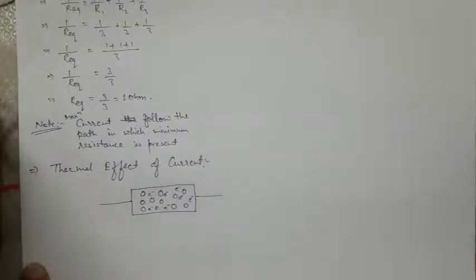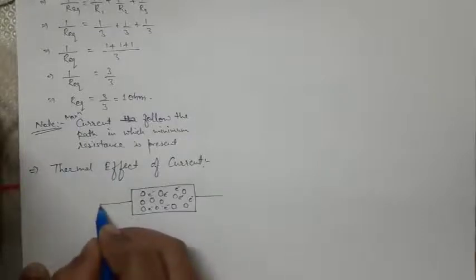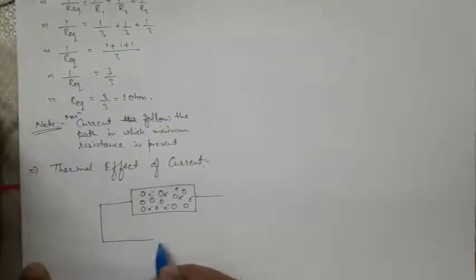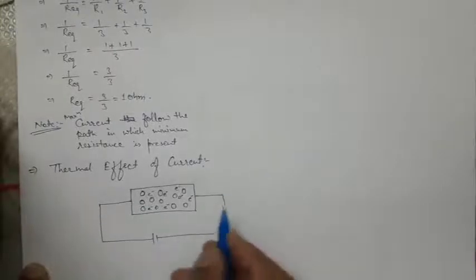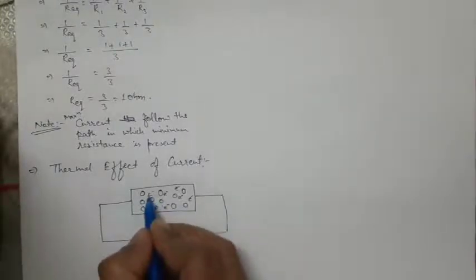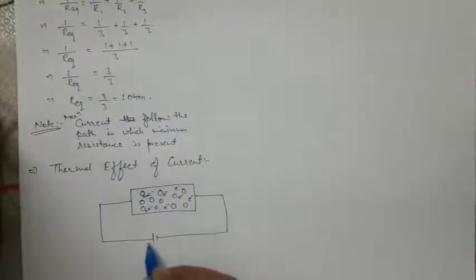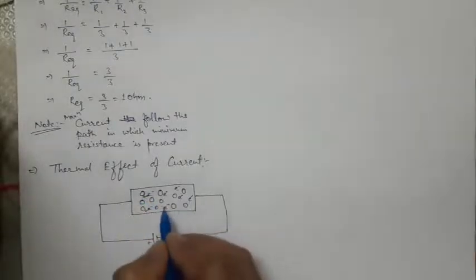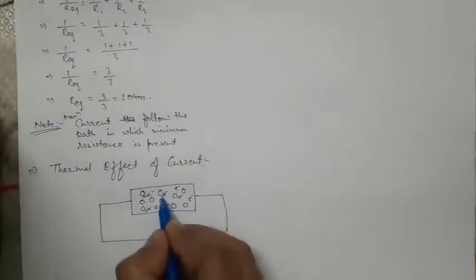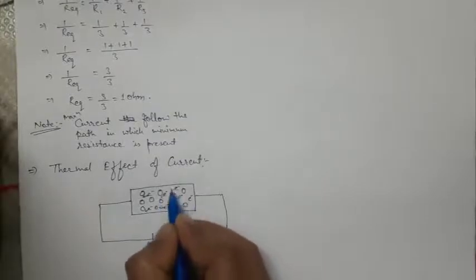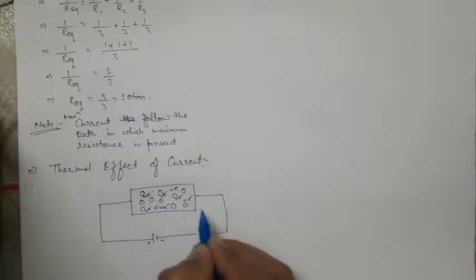Now we are applying the battery source across it. Now the electrons are moving towards the positive terminal of the battery. Then the electron is moving in the left direction.